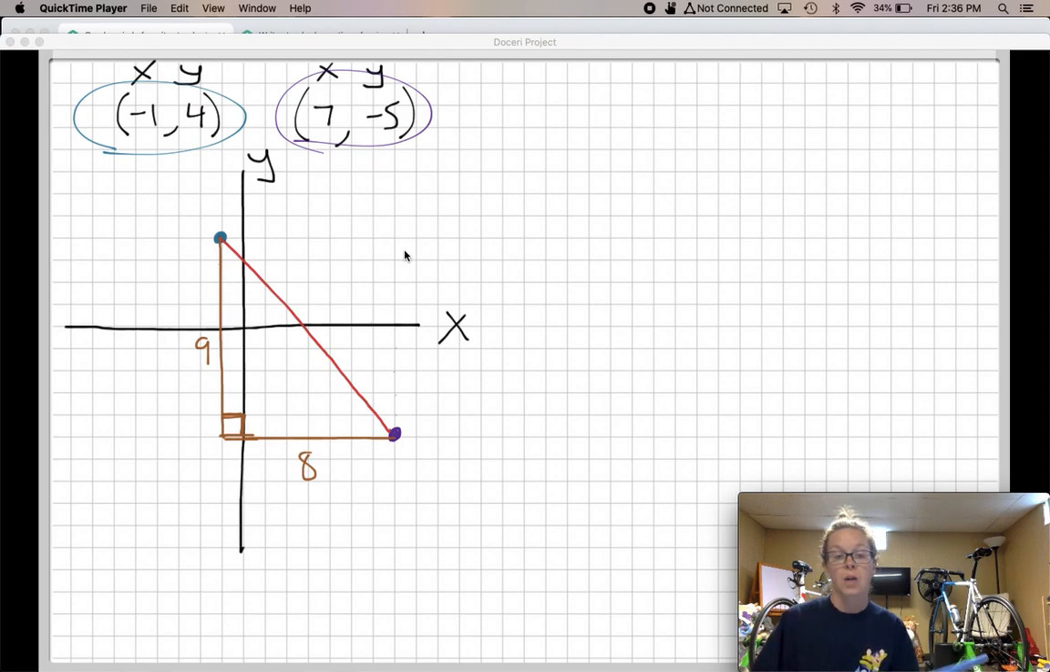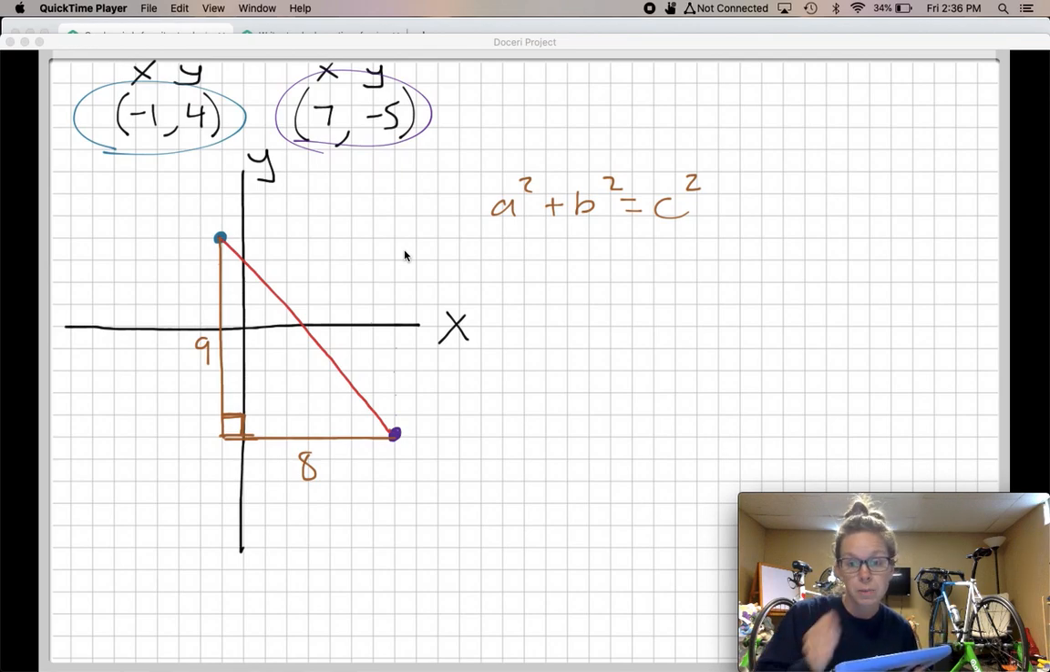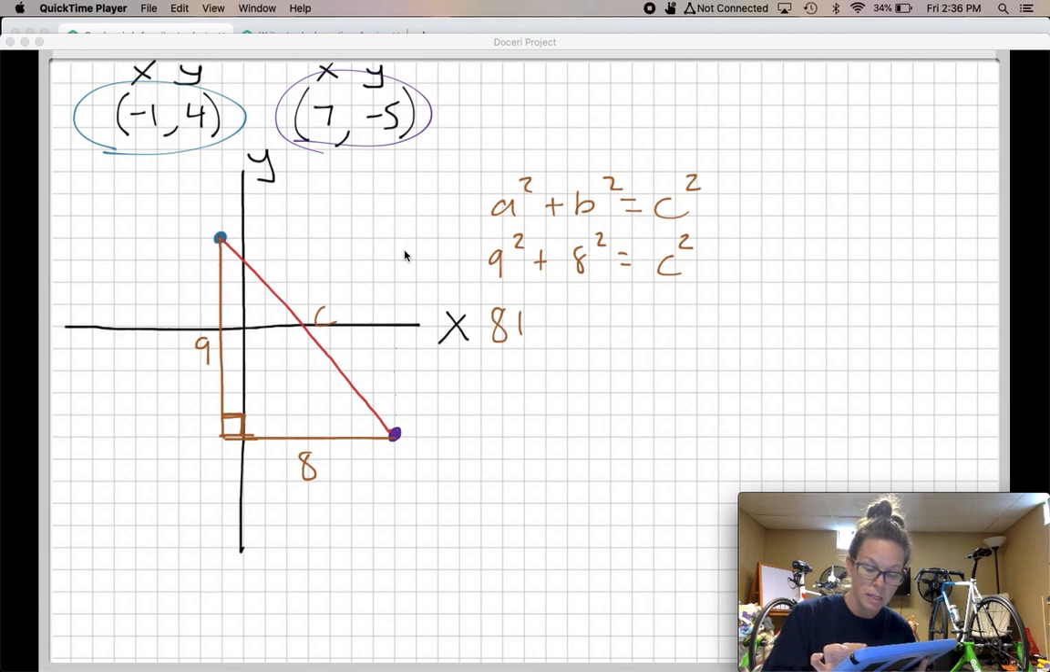And then how do we find the third side of a right triangle? The Pythagorean theorem. So I can do the Pythagorean theorem. a squared plus b squared equals c squared. So remember, c has to be the hypotenuse. So that's the part that we're looking for. So we're going to say 9 squared plus 8 squared equals c squared. That's 81 plus 64. We add that together and we get 145, I think.